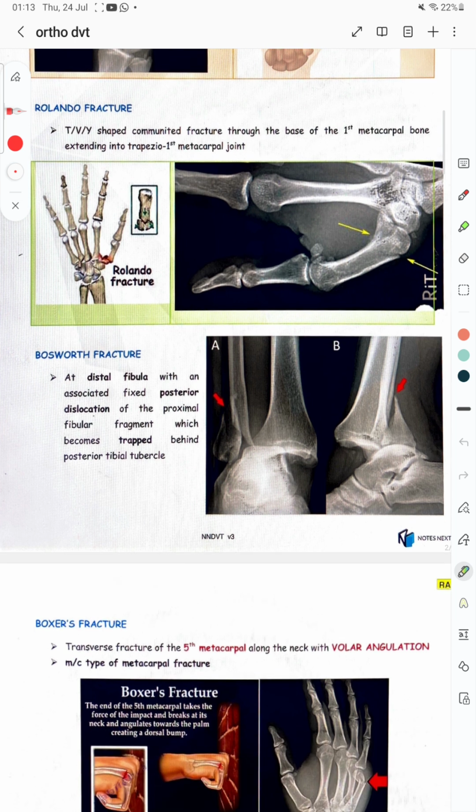Then we have Bosworth fracture, at the distal fibula with an associated fixed posterior dislocation of the proximal fibular fragment, which becomes trapped behind the posterior tibial tubercle. What is Bosworth? At the distal fibula. Now from hand joint we came to foot joint. So we are talking about fibula, with fixed posterior dislocation of proximal fibular fragment, which becomes trapped behind the posterior tibial tubercle.